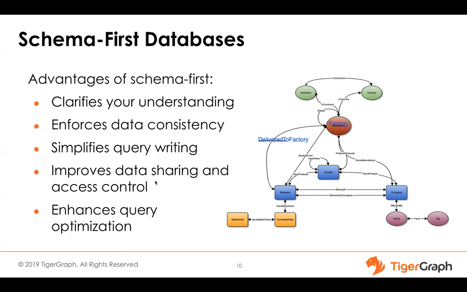Something you might not realize, it also improves data sharing and access control. Because things are clearly defined and put into categories, you can say, oh, I want to share this category of data with another person. And you can just simply name the category. If you have no schema, you have to name individual instances, which can be a real big burden.